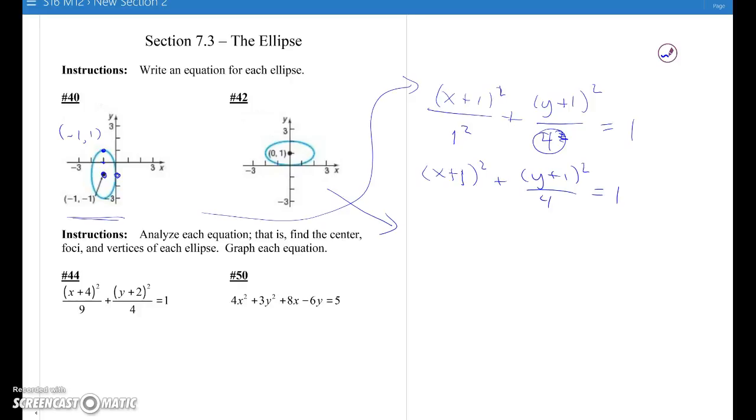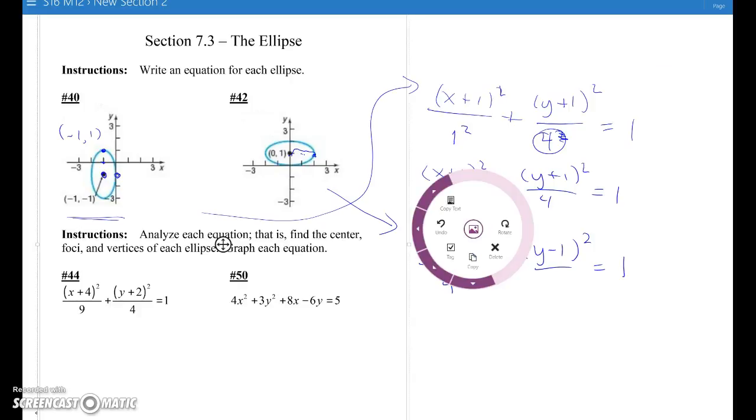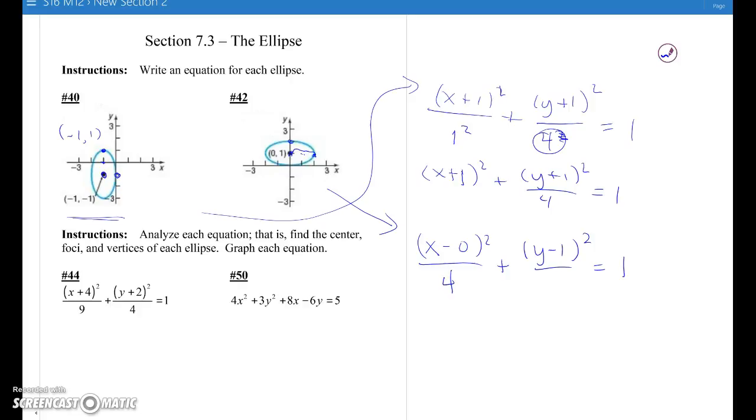So now number 42, I have the center is at 0, 1. So I'm going to have x minus the 0 quantity squared over something plus y minus 1 quantity squared over something equals 1. Well, now I can see in the x direction horizontally I have 2 from the center to the edge, so that makes a 4 under the x term, and 1 in the vertical direction under the y. We're going to have a 1 squared, so that will just be 1. So I have x squared over 4 plus y minus 1 squared, and I don't need to write the divided by 1, and then that equals 1.